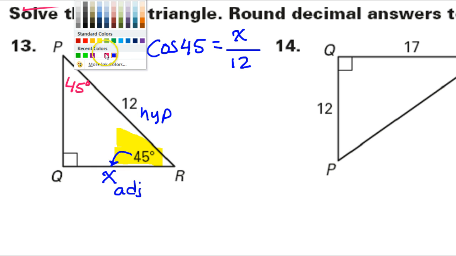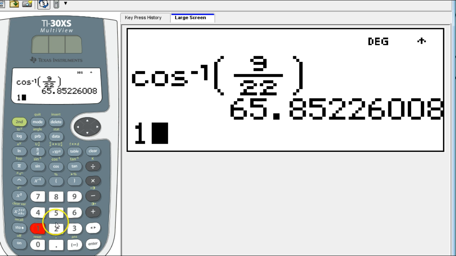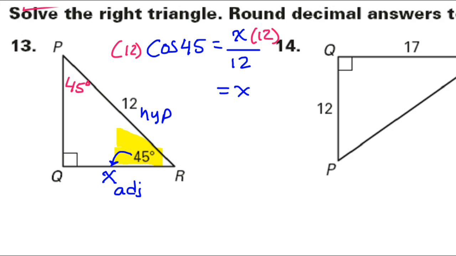We can solve this by multiplying both sides by 12. Okay, so if I multiply by 12 on the left and the right, that way these will cancel out. So that's just going to give me the answer. That's going to give me x equals, and I can just put 12 cosine 45 in my calculator. So 12 cosine 45. Okay, and they're giving me that it's 6 radical 2. So that's a nice exact answer. 6 radical 2.